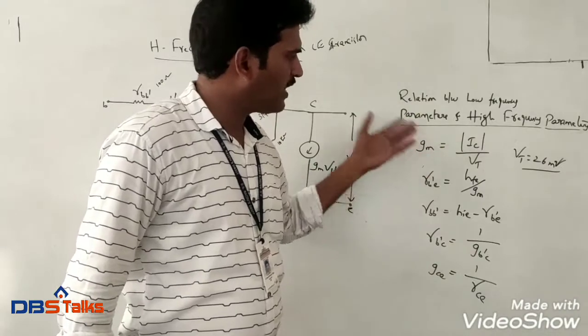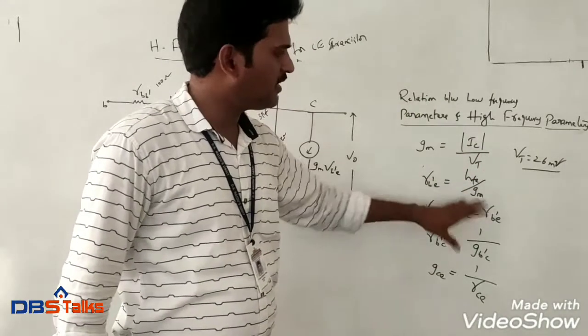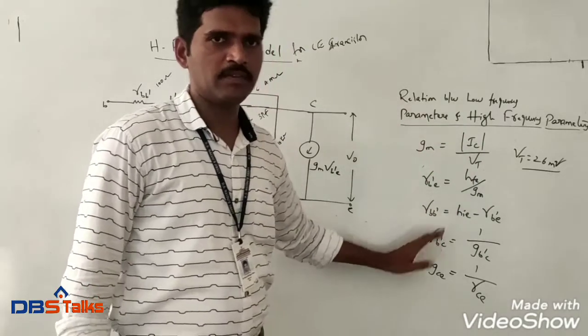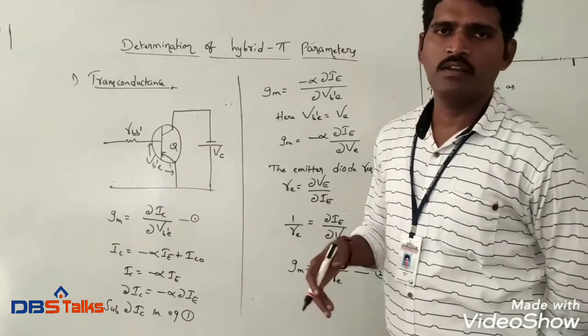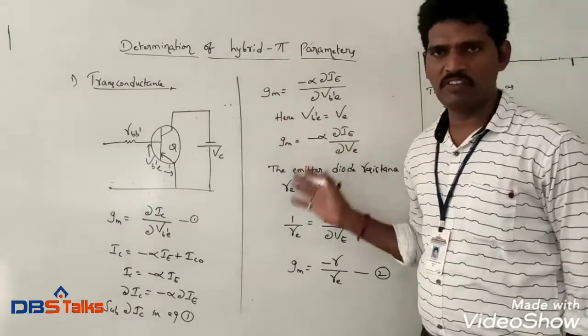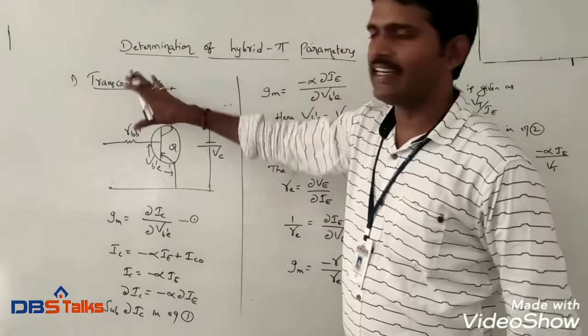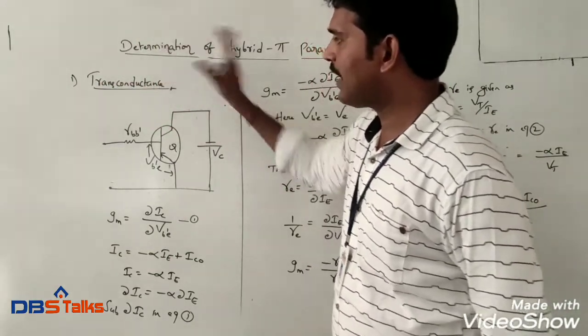So we will see the relation between low frequency parameters and high frequency parameters. Everything, the derivation part, we will see here. First of all, we will calculate the transconductance. So what is transconductance?